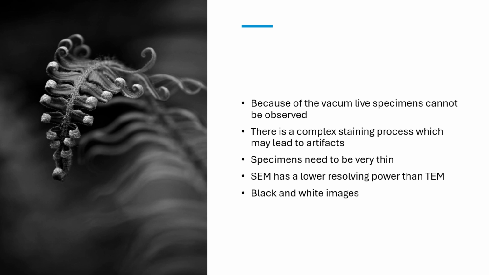Specimens also need to be very, very thin so that the electrons can either scatter across them or penetrate them. It has to be very thin in order for that to occur. SEM has a lower resolving power than TEM. Transmission has a much higher resolution since we're actually penetrating it with electrons, whereas SEM is just scattering. So that's a lower resolving power. Also, remember they produce black and white images, so that's a disadvantage. Remember the light microscope produced color images, whereas this produces black and white images.